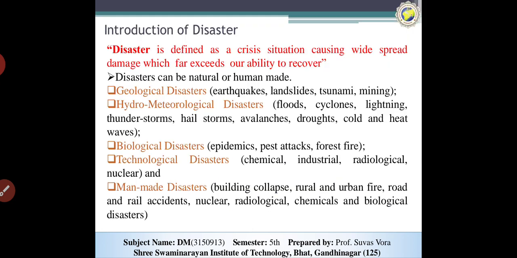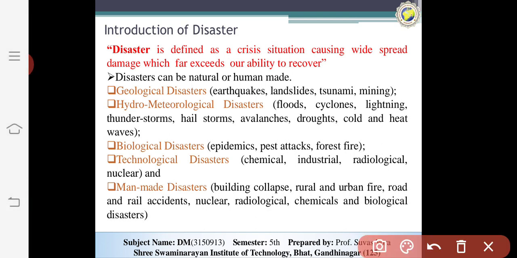As we know, a disaster is defined as a crisis circumstance causing widespread damage which far exceeds our ability to recover. So this is the basic definition of disasters. Disasters mean heavy damage to human lives, injuries, and economic losses.